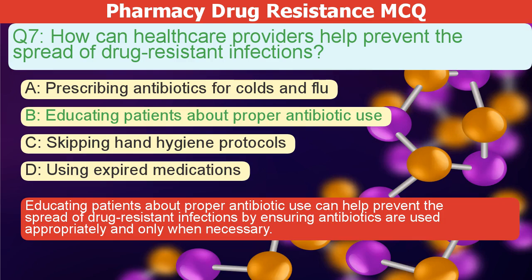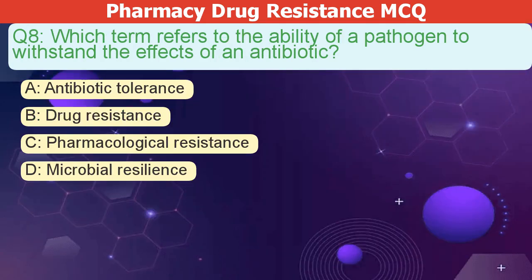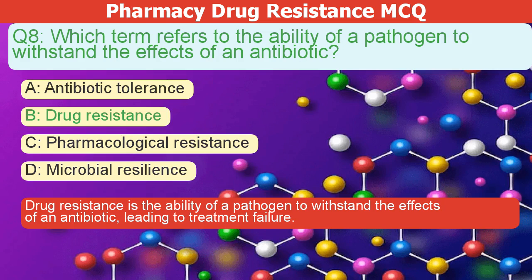Educating patients about proper antibiotic use can help prevent the spread of drug-resistant infections by ensuring antibiotics are used appropriately and only when necessary. Which term refers to a pathogen's ability to withstand antibiotics? A. Antibiotic tolerance. B. Drug resistance. C. Pharmacological resistance. D. Microbial resilience. The correct answer is B.